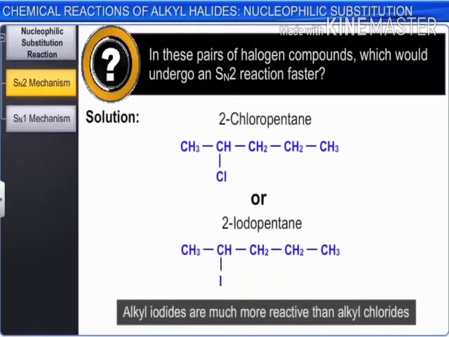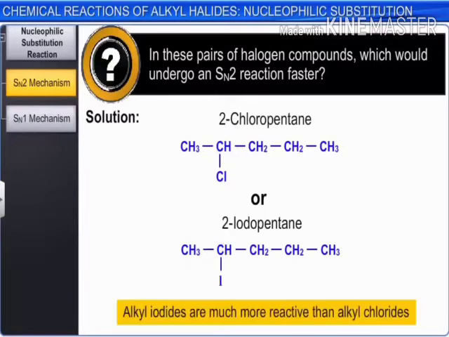For the second pair, both structures are secondary haloalkanes. However, iodine has a weaker bond to carbon than chlorine. Alkyl iodides are much more reactive than alkyl chlorides.